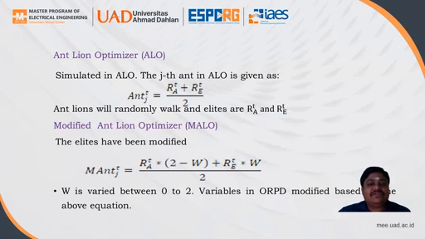So these are the equations for the particular such value: the modified Antlion algorithm, the Antlion optimization equation, and next one, the modified Antlion optimization equation. In this equation, W is the variable. The value varies between 0 and 2.